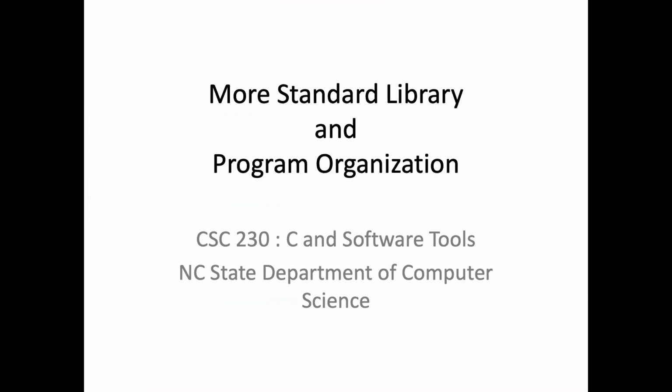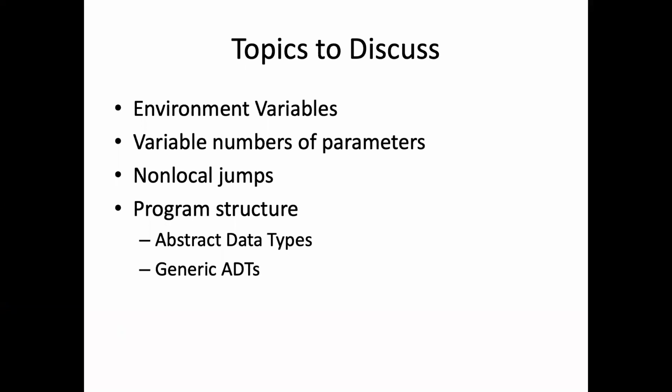So we've got a little bit of standard library left over, for what would normally be the start of a day's lecture. And then we're going to go back and talk about program organization a little bit more, because we now know enough to worry about things that we couldn't have worried about before. First, 3 topics in the standard library: environment variables, variable number of parameters, and a mechanism that's kind of like the exception mechanism in Java.